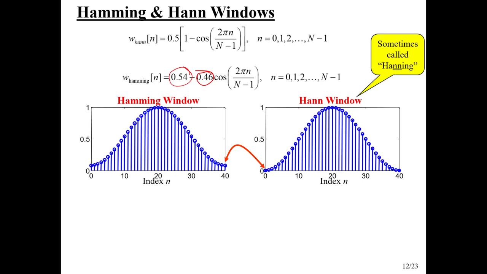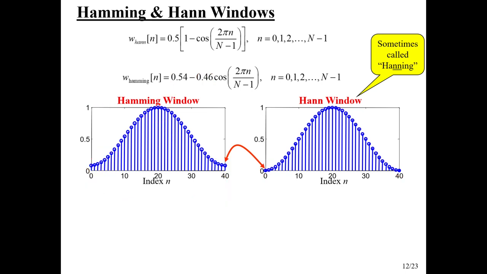I collect a bunch of signal samples, and so here's my signal sample range that I've collected. Whatever I've collected over that range, the ones in the middle get multiplied by 1, but the ones at the beginning and the end of my collection get discounted a lot. And in fact, even with the Hann, the first and the last sample get multiplied by 0. What the hell is going on here? Why would I do that?